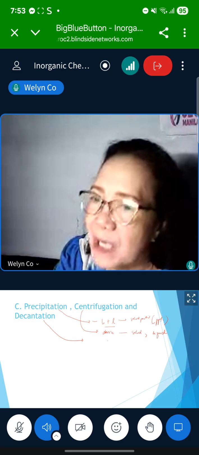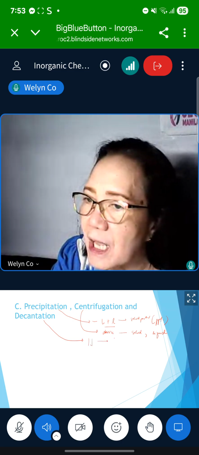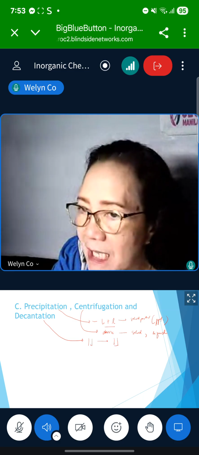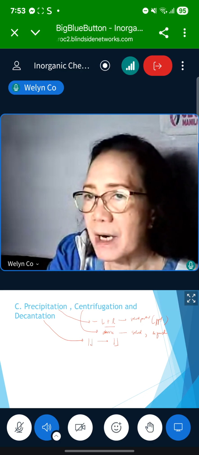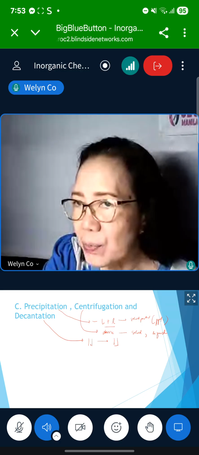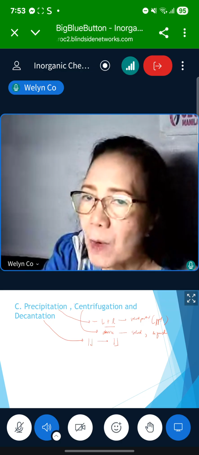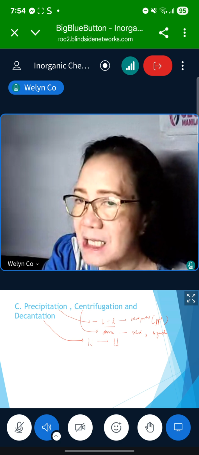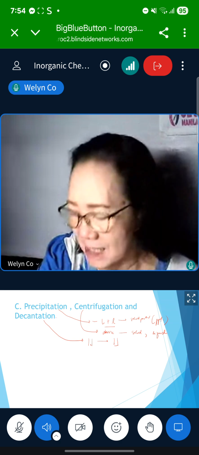Okay? Decantation is the process of separating liquid from solid. Kumbaga, it will be transferring your liquid to another container. So you only have to transfer and the residue must be left behind here from the original test tube natin. So we will compare the fastest and the slowest among the three separation techniques.